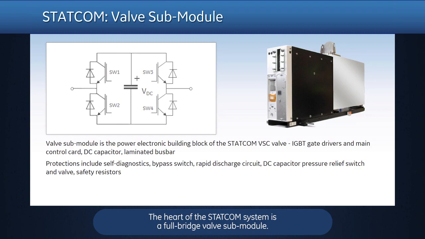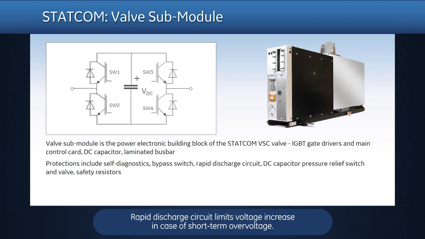Heart of the Statcom system is a full bridge valve submodule. It has essential equipment and functions for accurate and reliable operation. Redundant valve submodules included in the VSC valve provide failure-safe operation in case of IGBT or other internal failure within a valve submodule. It has essential self-diagnostics and protection functions, switches to bypass a faulted valve submodule, and has continuous operation for the Statcom system with the remaining valve submodules.